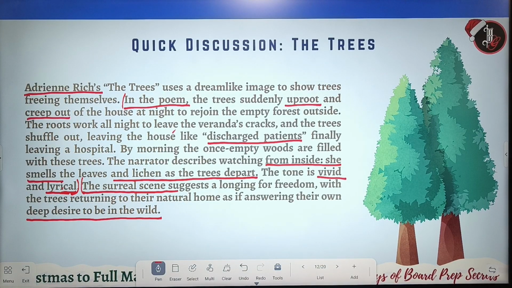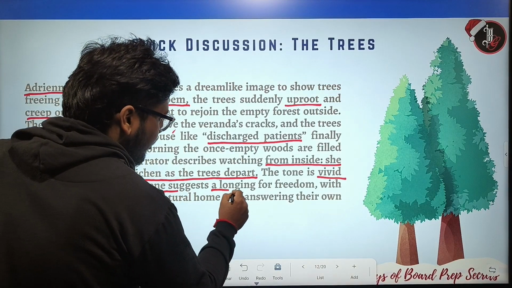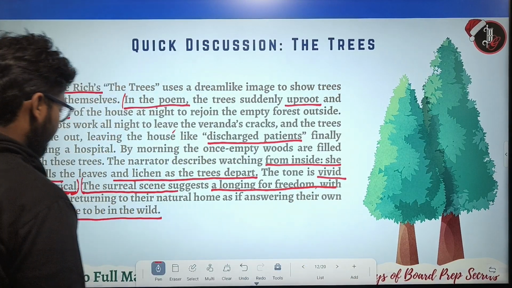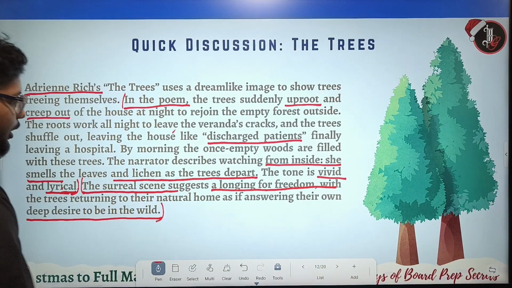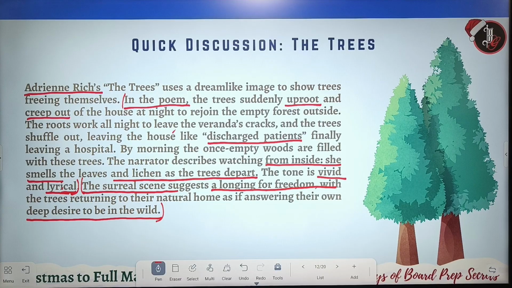Okay, the surreal scene suggests a longing for freedom, with the trees returning to their natural state. This can be used as a concluding line. Take a screenshot. It will be much easier for you to understand.